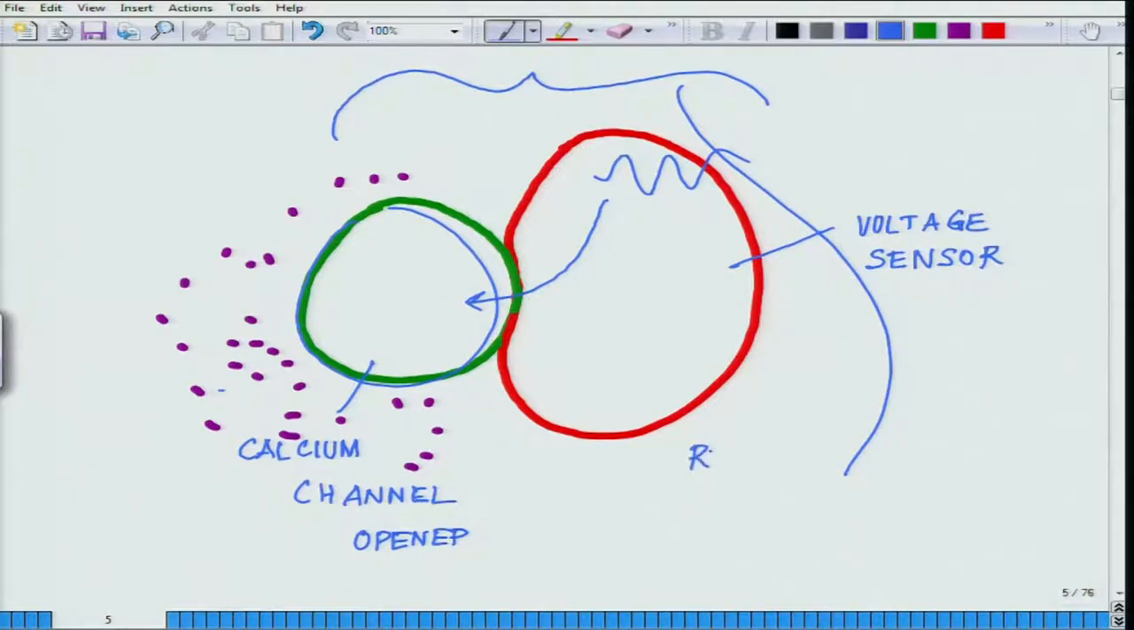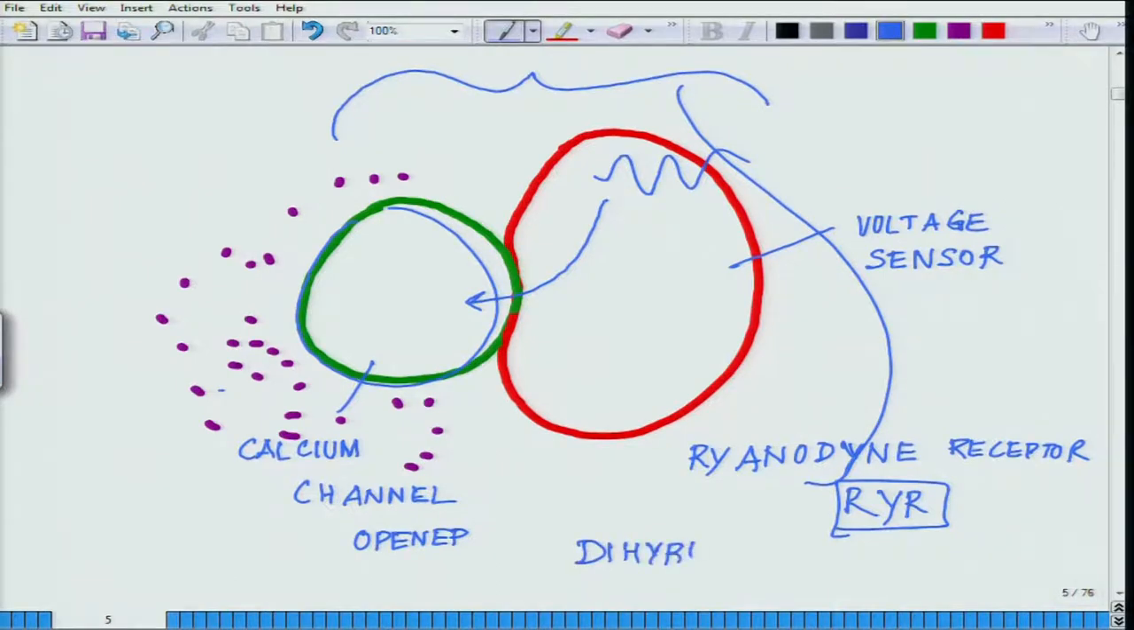One of them is called the ryanodine receptor. Sometimes, in short, it is called the RYR receptor. Okay. The second receptor is called the dihydropyridine receptor, DHP, I think that is how they pronounce it. Okay.